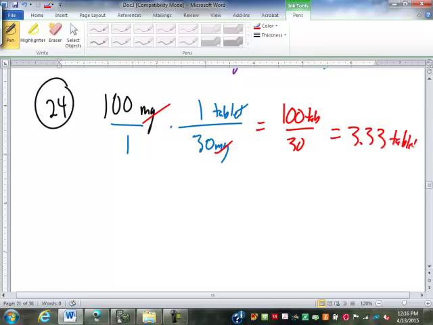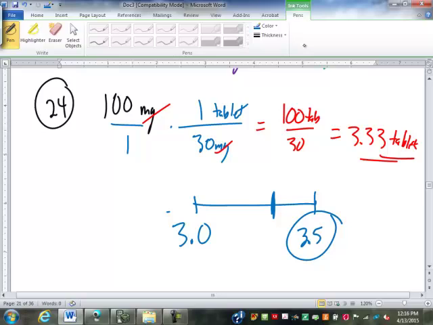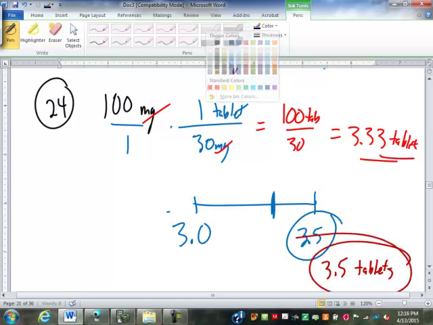Now that is not our answer quite yet because they're scored tablets. That means we have to round to the nearest half tablet. And it actually tells you in the instructions to round to the nearest half tablet. 3.33 is between 3 tablets and 3.5 tablets. So 3.33 is closer to 3.5. So the answer there is 3.5 tablets. Any questions?